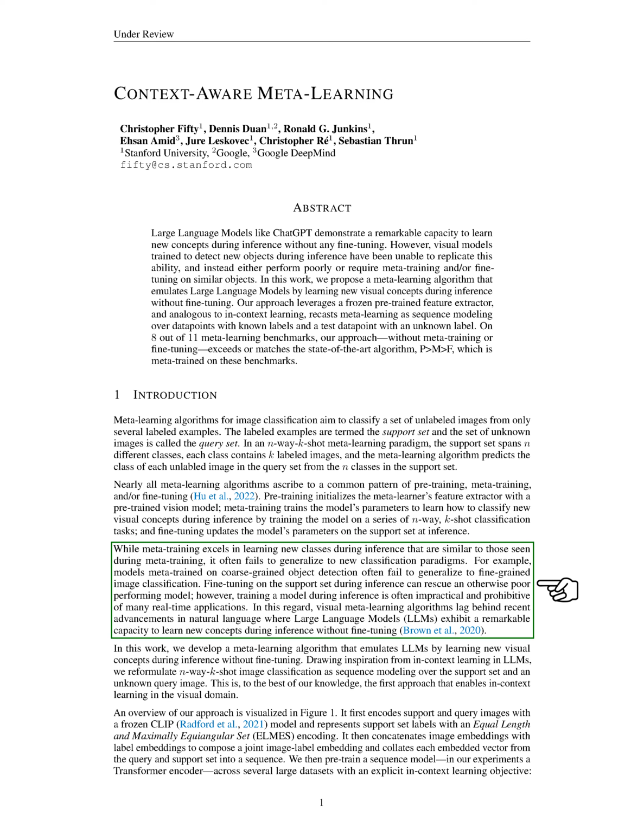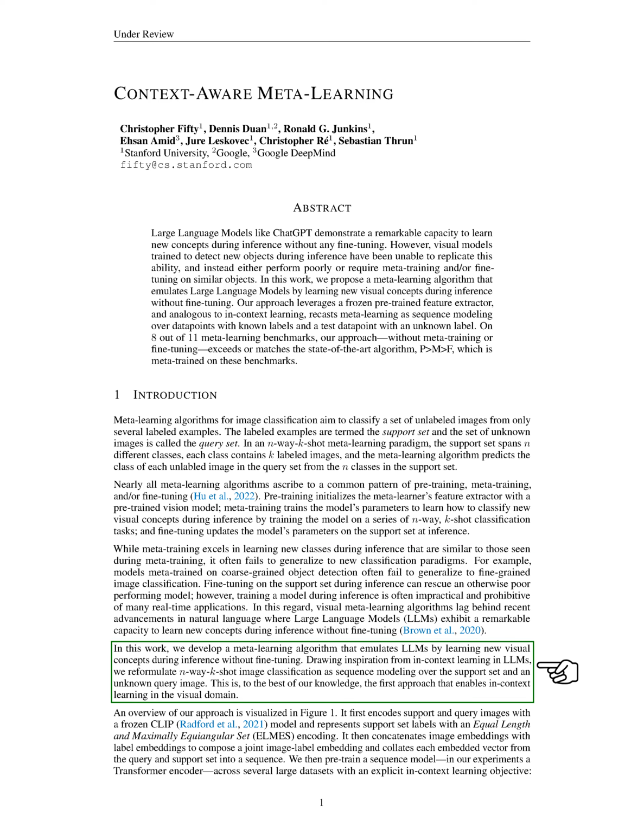In this context, visual meta-learning algorithms are lagging behind recent advancements in natural language, where large language models, LLMs, show an impressive ability to learn new concepts during inference without fine-tuning. In our work, we develop a meta-learning algorithm that mimics LLMs by learning new visual concepts during inference without fine-tuning.